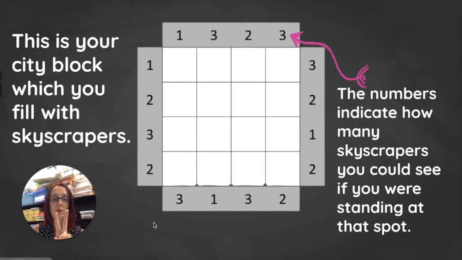The second rule is that you must use these numbers on the outside of the city block to tell you how many skyscrapers you could see if you were standing in that spot. So if you shrank yourself down and you were standing here and looking this direction, you would be able to see 3 of the skyscrapers. One of them would be blocked from view by one of the other taller skyscrapers. I'll show you what I mean.